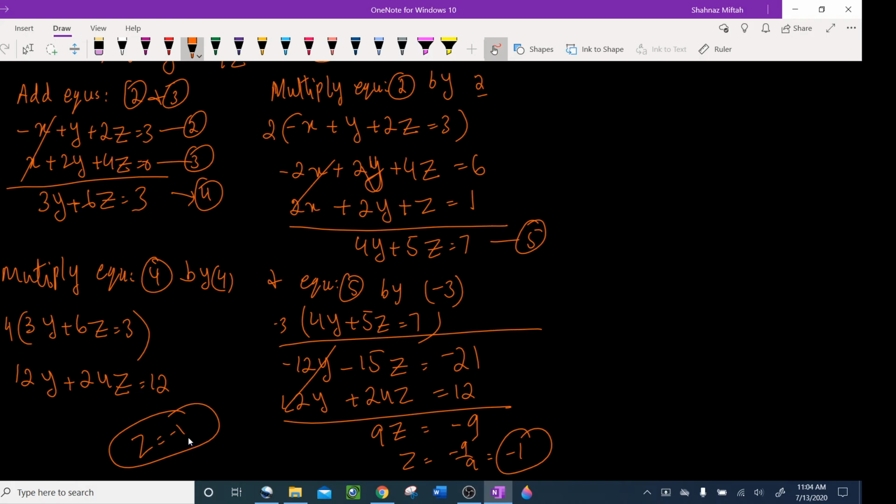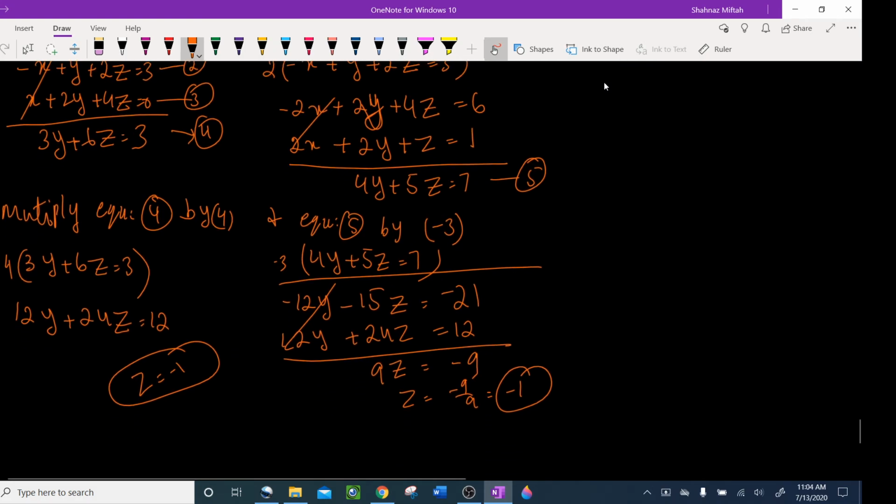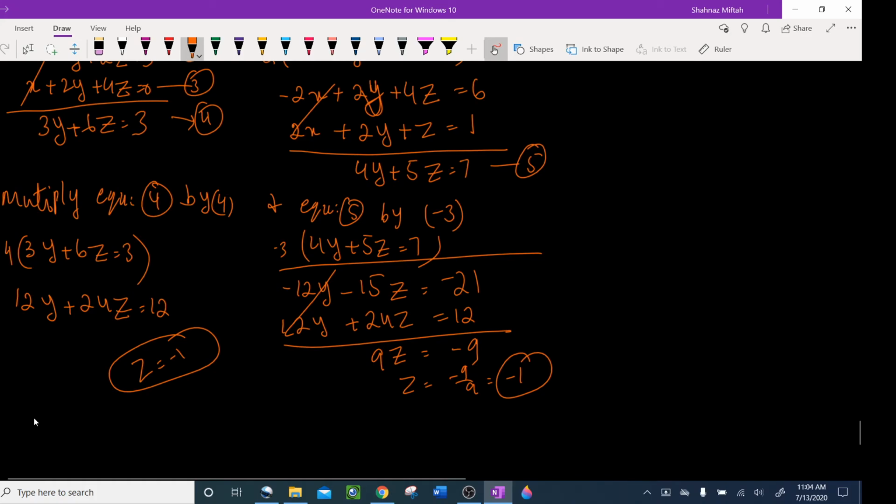So this z equals negative 1, I can plug it into equation 4. So let's plug that negative 1 into equation number 4: 3y plus 6z equals 3. This is equation number 4, and I'm plugging in 6 times negative 1 equals 3. This is going to give me 3y minus 6 equals 3.